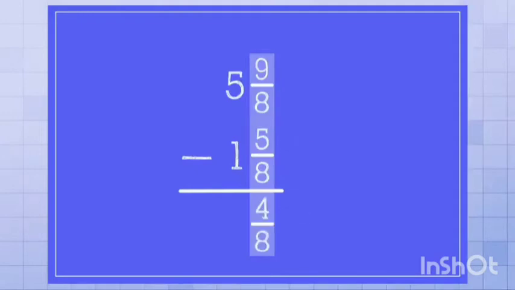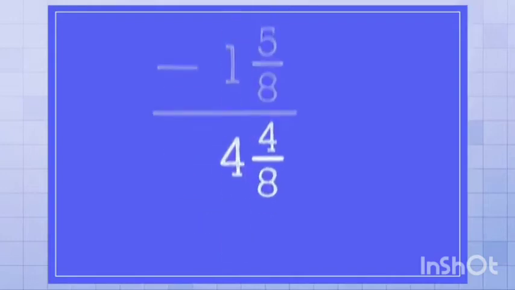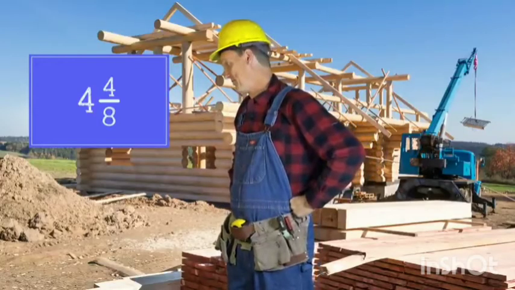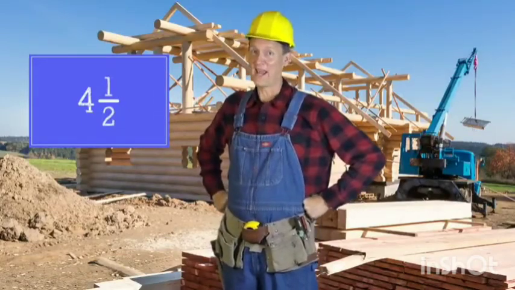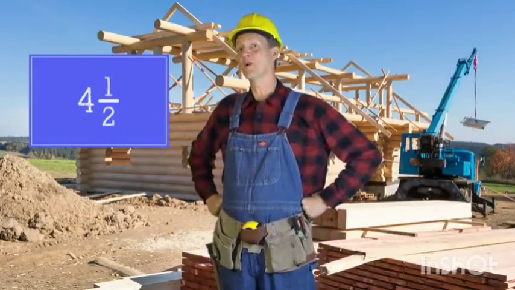And then I can subtract the whole numbers. 5 minus 1 is 4, so the answer is 4 4/8. Does that look right to you, Richard? You're right. 4/8 can simplify to 1/2. So my final answer is 4 1/2.